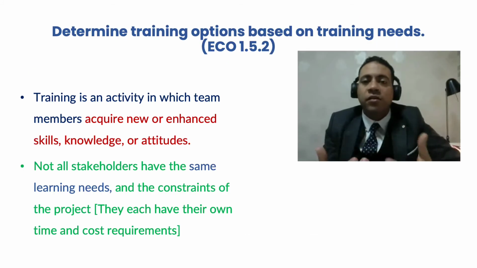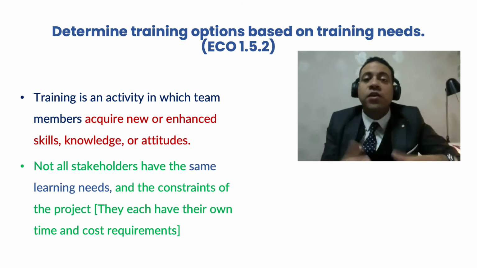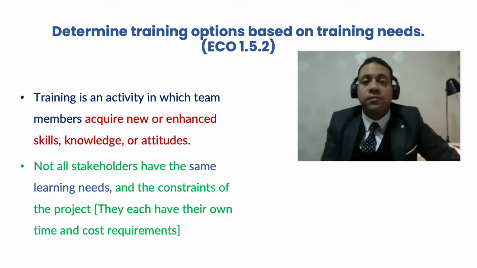The second enabler is determining the training option. First, let's define what training is. Training is the action of informing and instructing your employees on a certain task in order to improve their skills and performance. You have to bear in mind that different stakeholders have different training needs according to their role in the project.